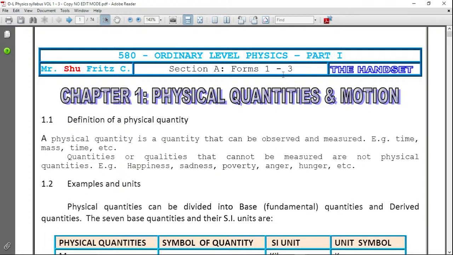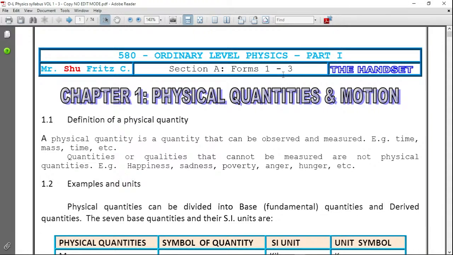Physical quantities. This compilation is made up of two main parts. The first part covers work from Form 1 to Form 3 and part of Form 4, and the second part covers Form 4 and Form 5. So this video is for the first part. We start with the first chapter, which is on physical quantities and motion.